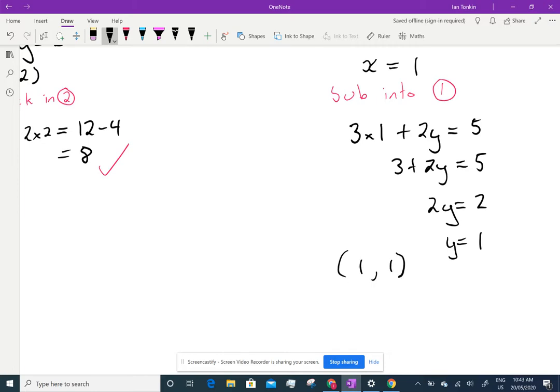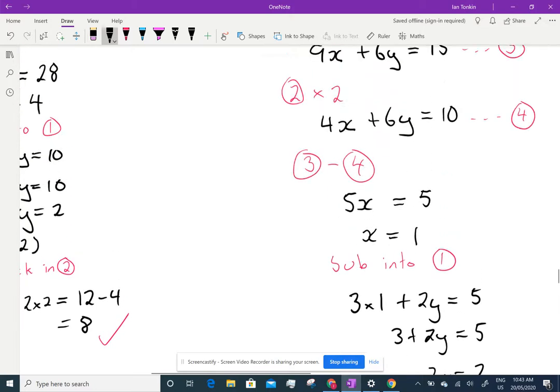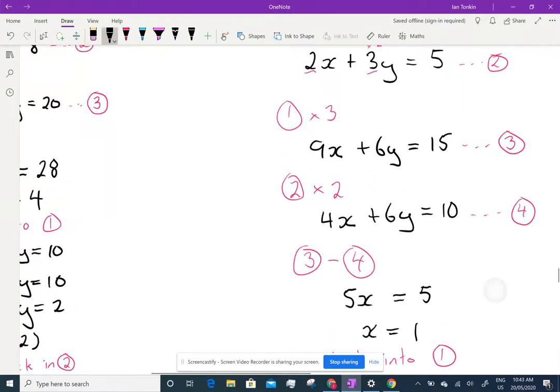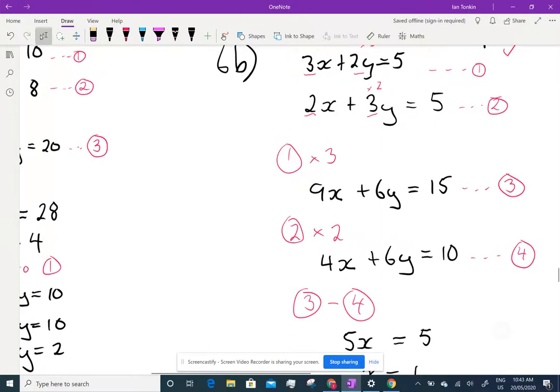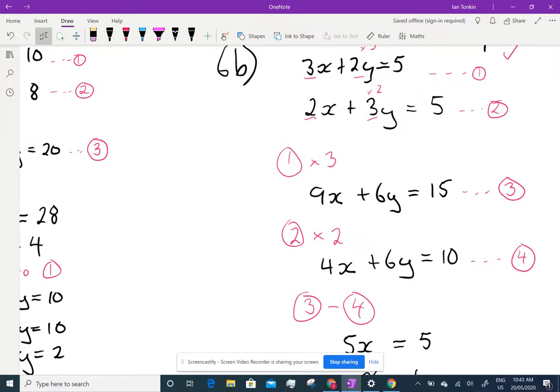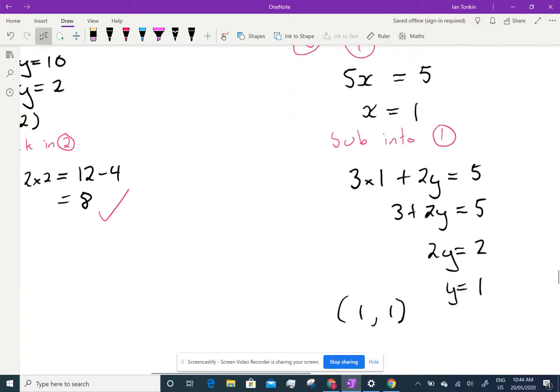But I have to check. Now I've got 3 options. I can check in 2, 3, or 4. I can't check in number 1 because that's where I got it from. Well then, Mr. Tonkin, you can't check in 3 because 3 is just a different version of 1. You have to check in 2 or 4. Good point. Well, the easiest one to check is number 2 because 2 and 4 are the same equation, but 4's that equation multiplied by 2. So I'm going to check in equation number 2.